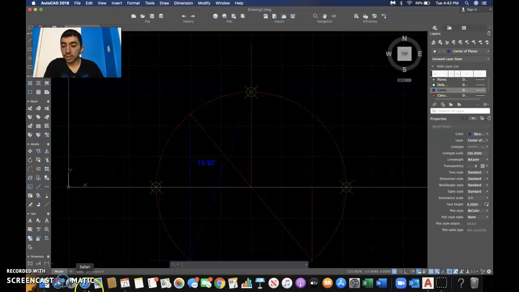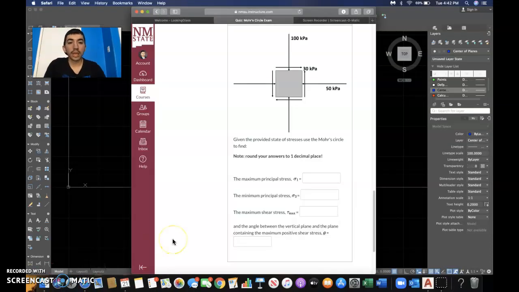Okay, let me just double check to make sure I got everything right. So we have the maximum principal stress, sigma 1, is 114. Turn your answer to 1 decimal place, 0.1. And then the minimum principal stress is 35.9. Maximum shear is 75.0. And the angle between the vertical plane and the plane containing the maximum positive shear stress is negative 19.9.